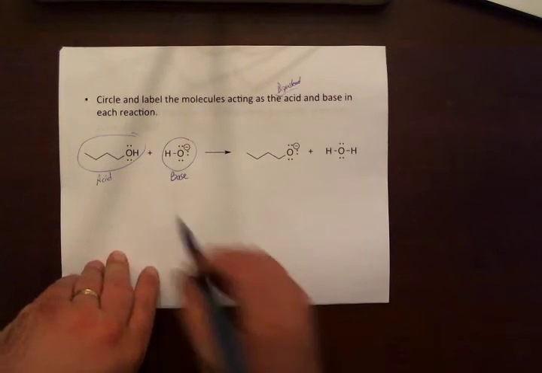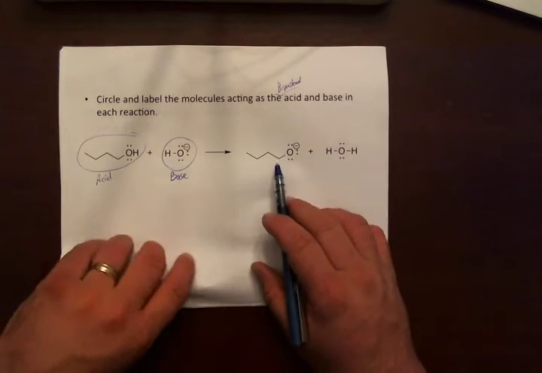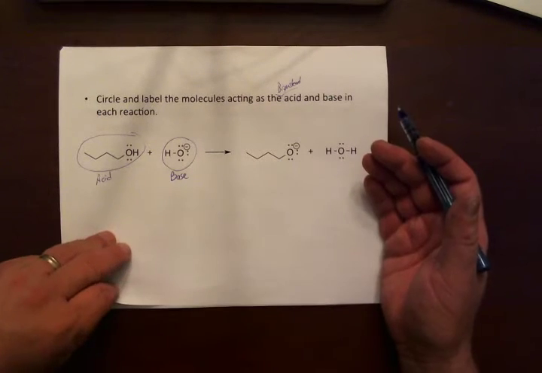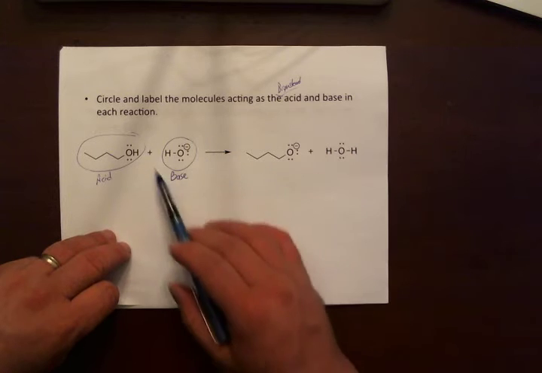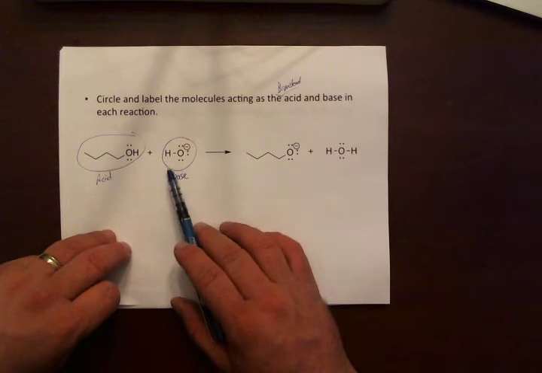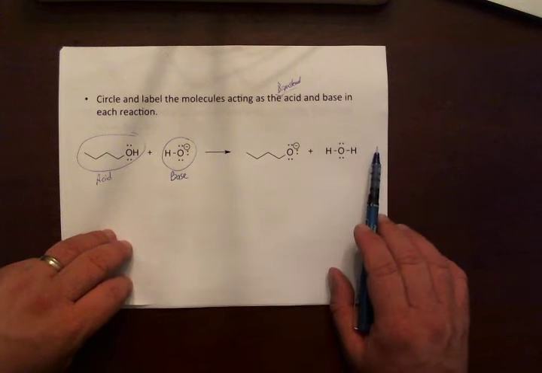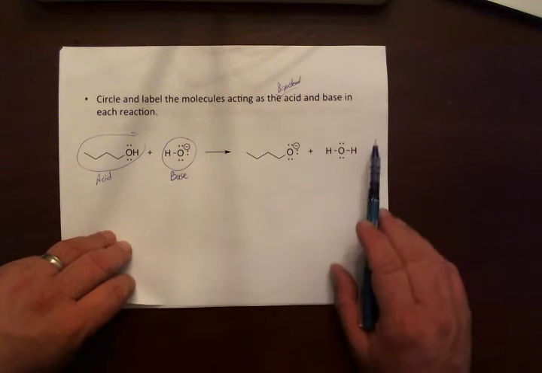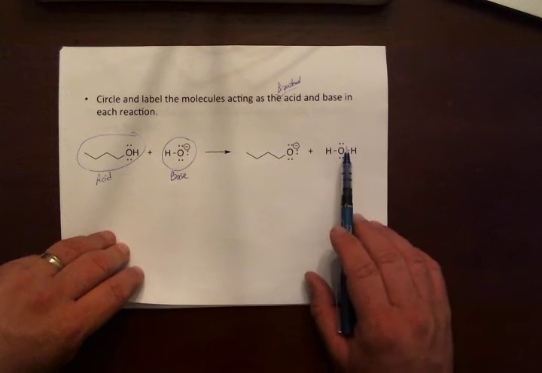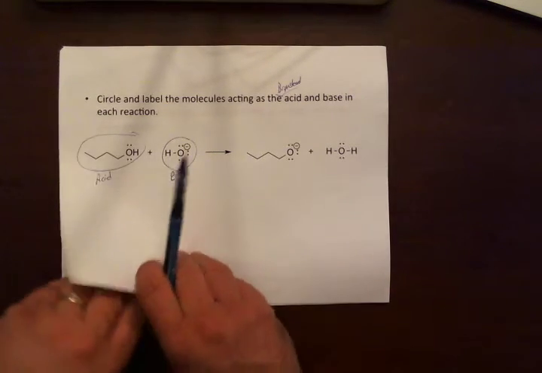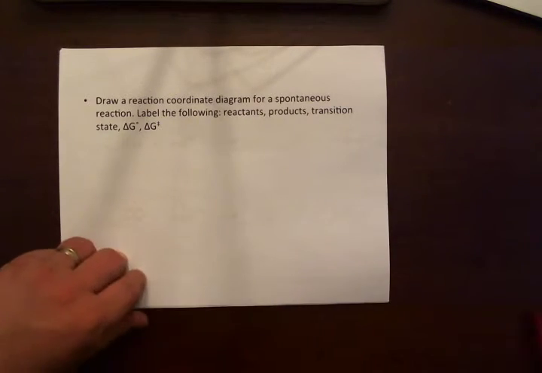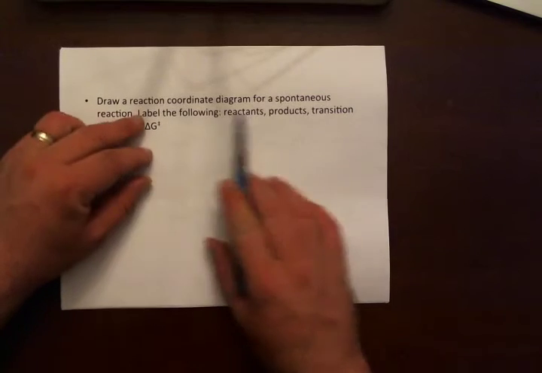So the thing that loses the hydrogen, that's going to be the acid, just like HCl loses a hydrogen when it reacts with base. The molecule that gains the hydrogen, going from reactants to products, that is going to be the base. Not too bad. Now they are going to be drawing the reaction coordinate diagram.